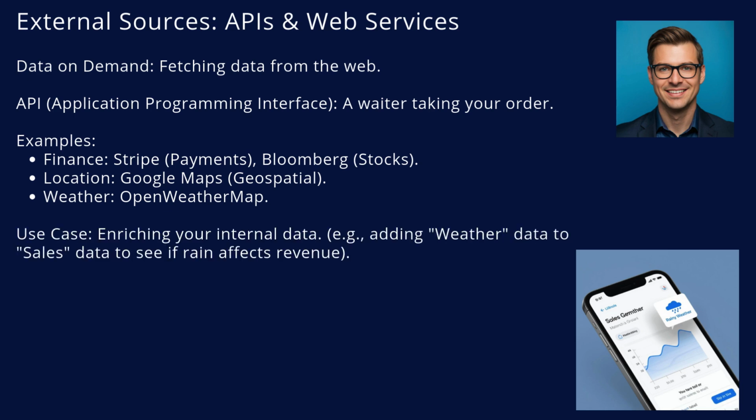The real power comes from enrichment. Imagine you have internal sales data. By adding external weather data via an API, you can answer questions like, do we sell less ice cream when it rains? You are adding context from the outside world.